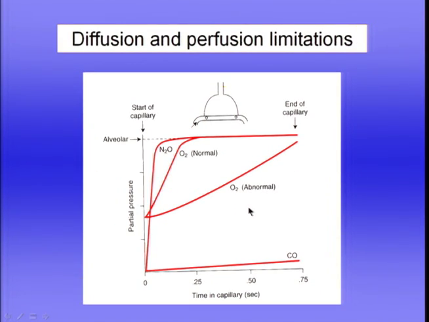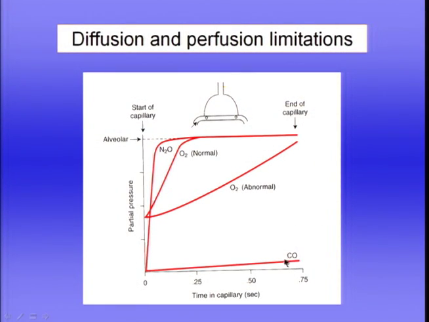Now let's turn to a very important topic, and that is what limits transfer of gases across the blood-gas barrier. And we're going to draw a distinction between what are called diffusion and perfusion limitations. And to do that, I'm going to take three gases as examples. First of all, I'm going to talk about carbon monoxide down here. Then I'm going to talk about nitrous oxide, which is an anesthetic gas. And finally, I'm going to talk about the one we're really interested in, and that is oxygen. But first of all, let's look at the uptake of carbon monoxide across the blood-gas barrier.